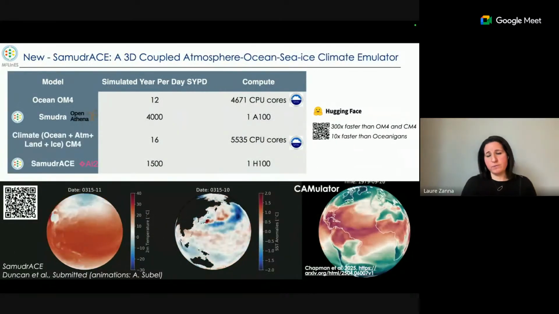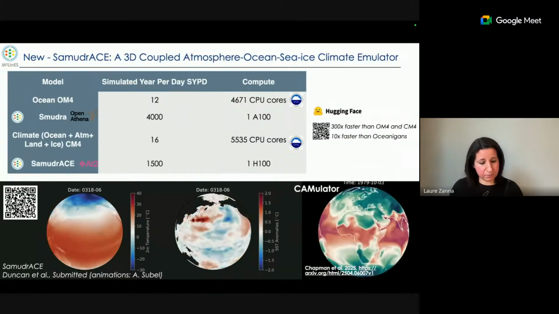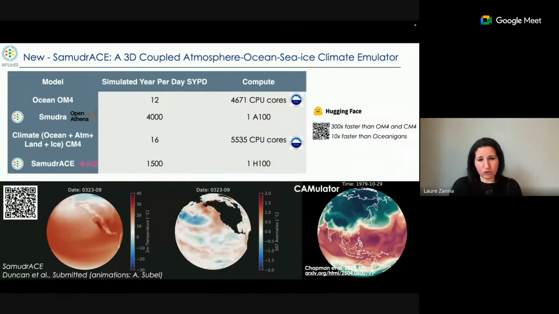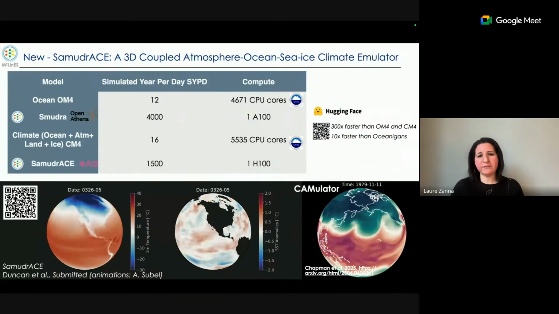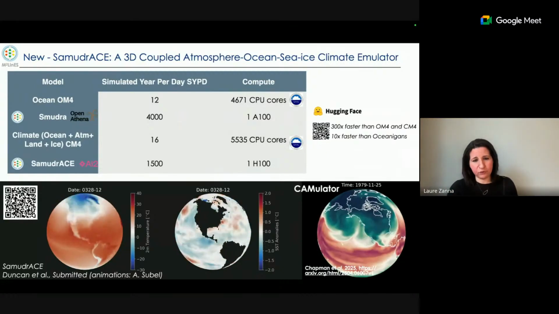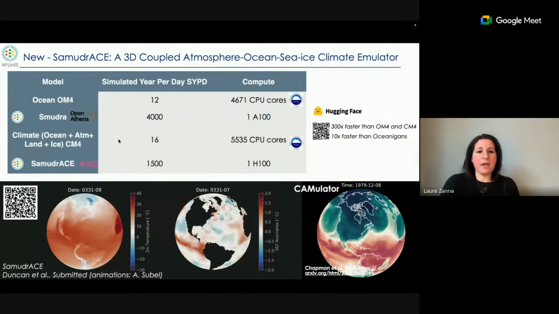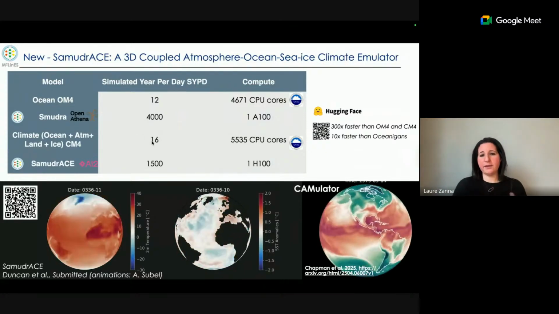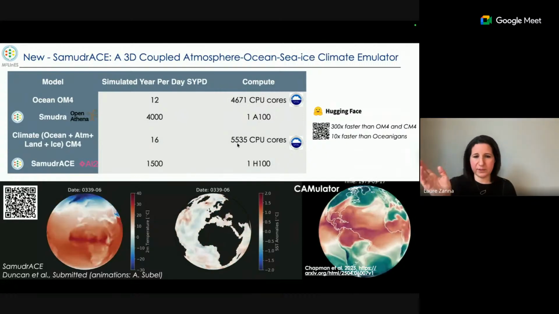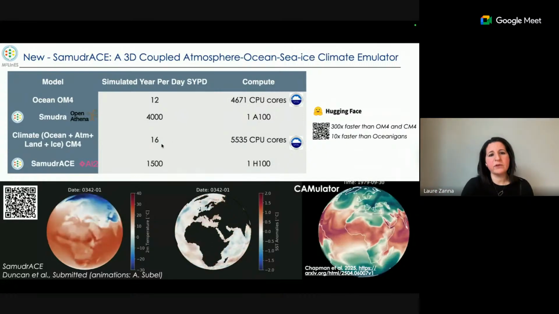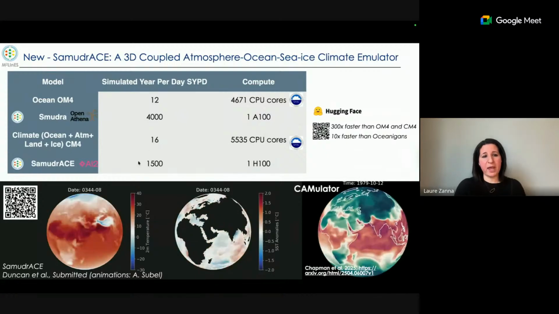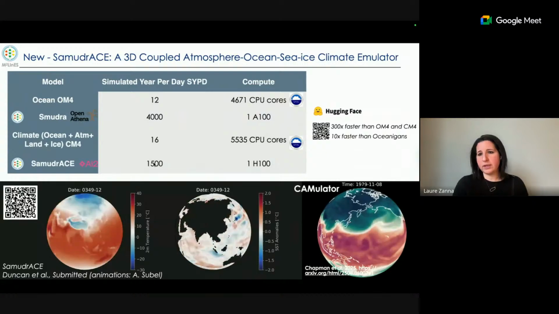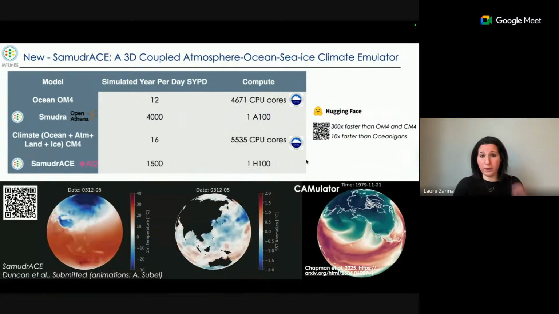We've been building a new AI emulator now that includes the ocean, the atmosphere, the sea ice. So I'm just going to give you a quick overview of it before closing with some of the challenges. If I take a full climate model, so now ocean, atmosphere, land, ice, as we mentioned, still over 5,000 CPU cores, 16 simulated years per day. We built Samudras, again, that is a few hundred times faster than the original model on one GPU.